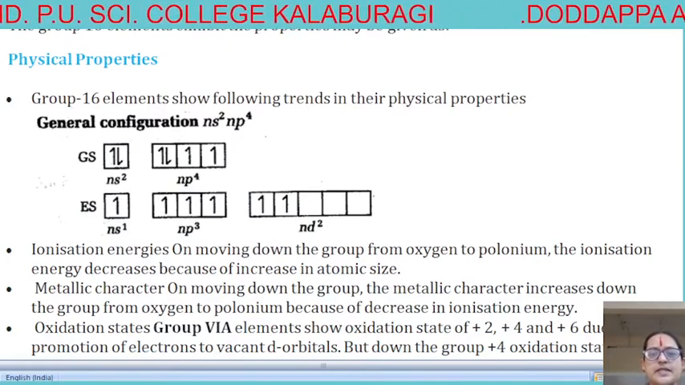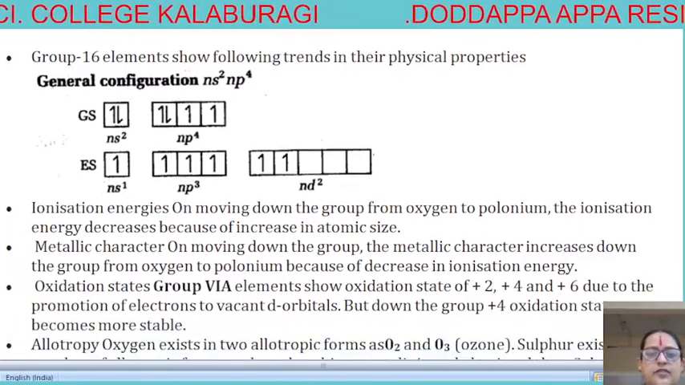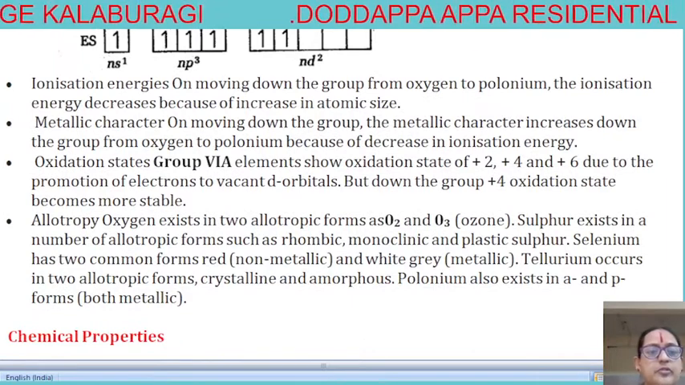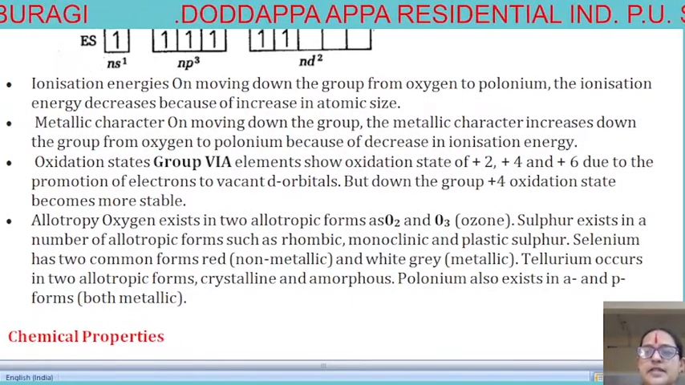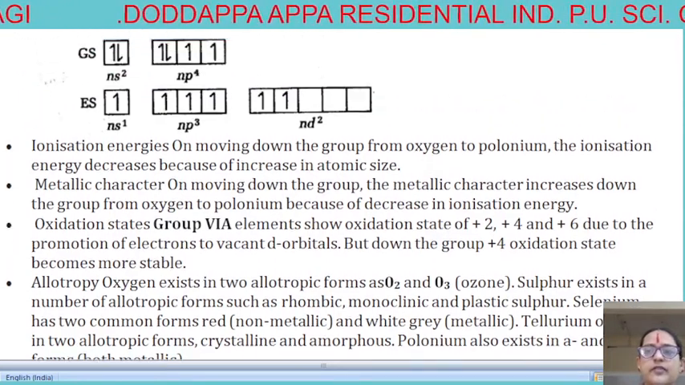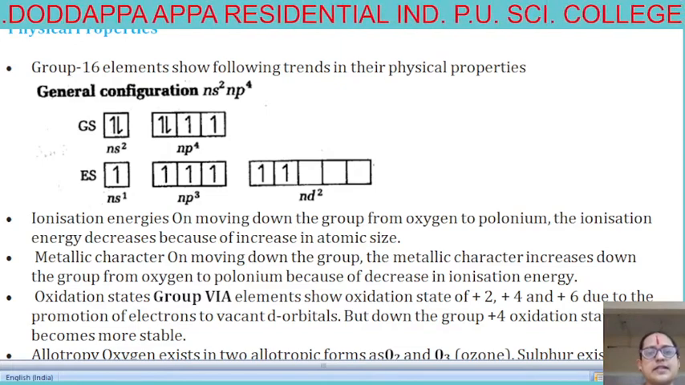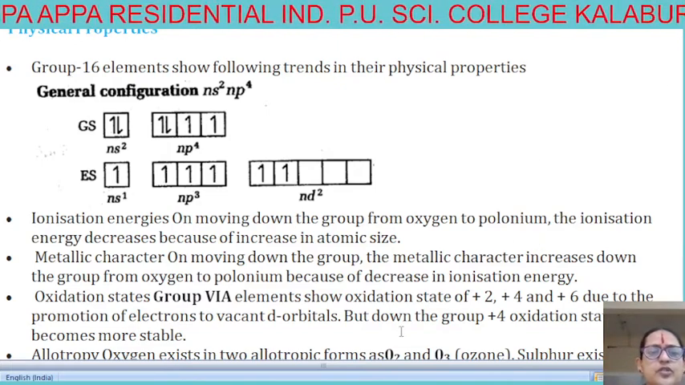Group 16 elements are oxygen, sulfur, selenium, tellurium, polonium. All these elements have valence 6, that is, they have 6 electrons in their last orbit, with ns2 np4 electronic configuration. So we need to study their properties.